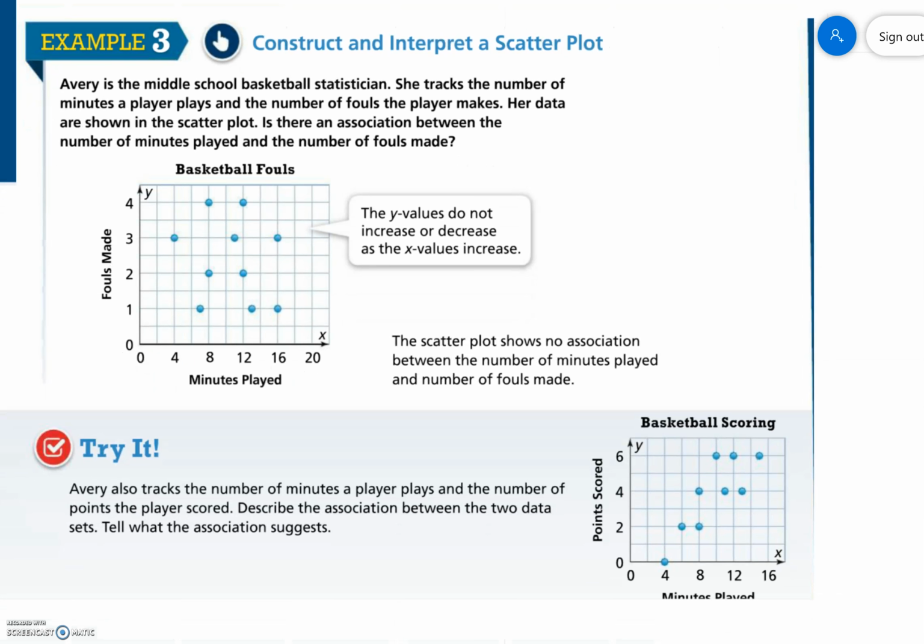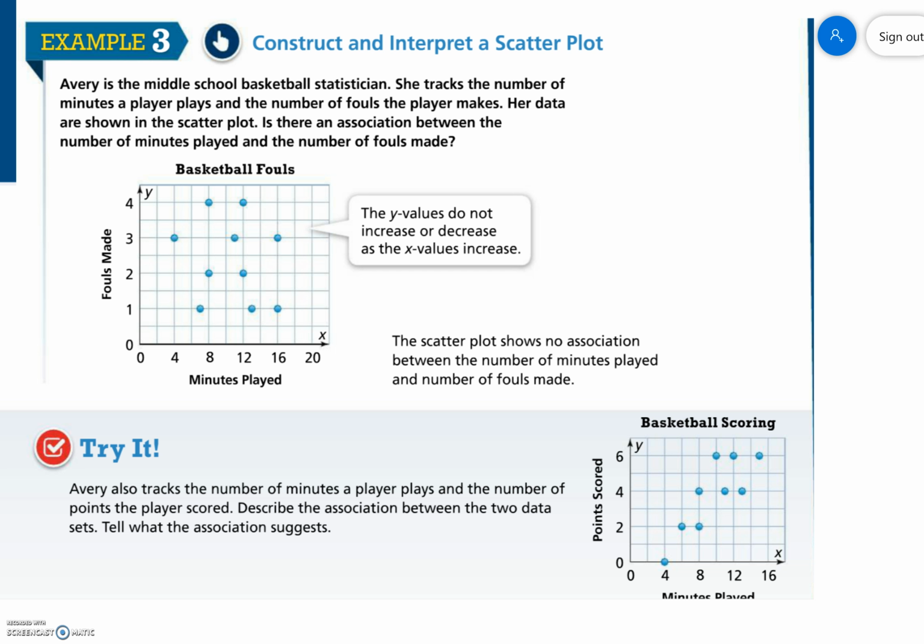Construct a scatter plot. Avery is a middle school basketball statistician. She tracks the number of minutes a player plays and the number of fouls a player makes. Her data are shown in the scatter plot. Is there an association between the number of minutes played and the number of fouls made? If you look at all those dots, they're really not in any sort of trend. And it says the y values do not increase or decrease as the x values increase. So the scatter plot shows no association between the number of minutes played and the number of fouls made. Let's try it.